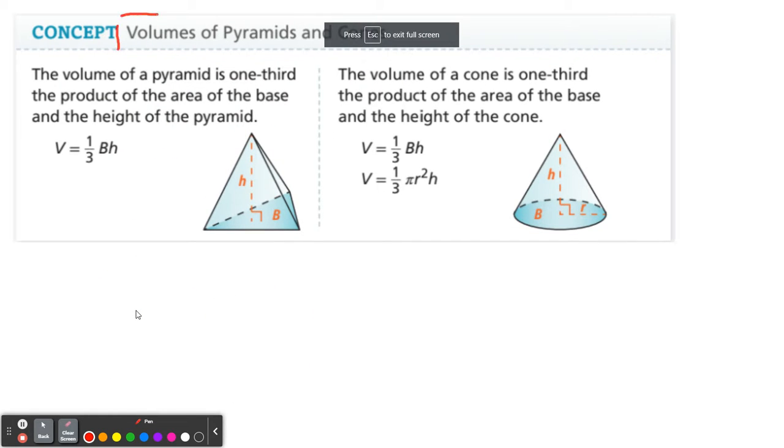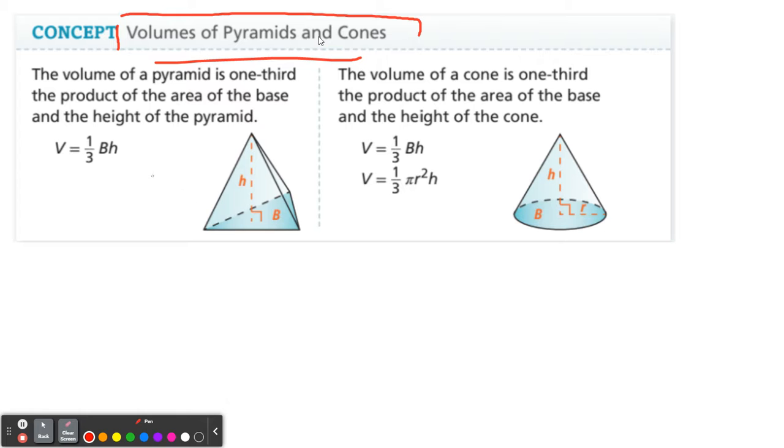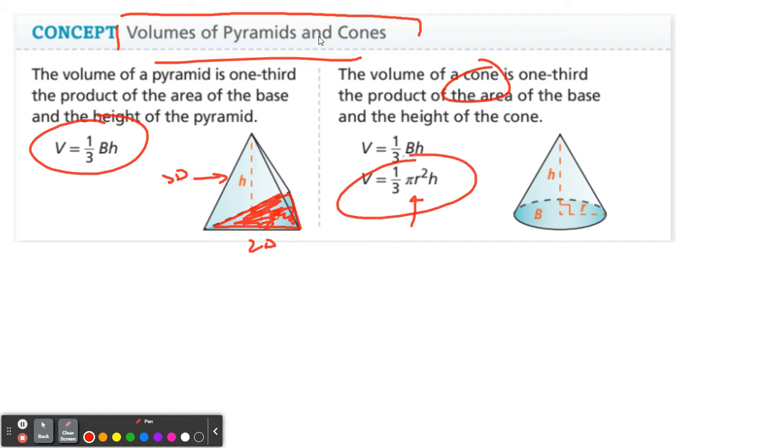So here's the volume formula for pyramids and cones. It's 1/3 the area of the base times the height. I cannot emphasize enough that you're finding the area of the base, not just taking a dimension of the base. That's your 2D, and then your height gives you your third dimension. For a cone, of course, the area of the base is the area formula for a circle. These are on the state reference sheet.